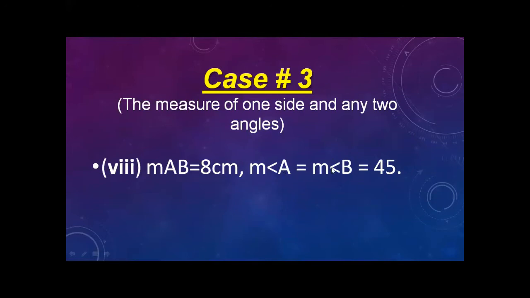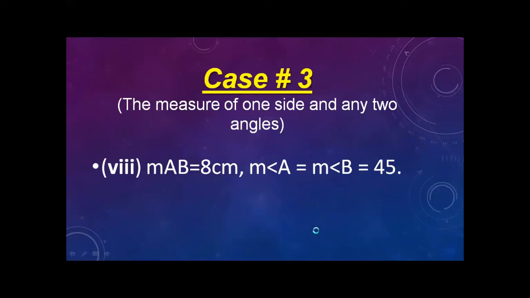Measurement of angle A equals measurement of angle B equals 45. Only one angle is given, 45. It means this equal sign represents that this 45 is the value of both A and B. It means angle A is also 45-degree and angle B is also 45-degree. So AB, the side, is 8 centimeter, angle A is 45 and angle B is also 45. So this is our case number 3.